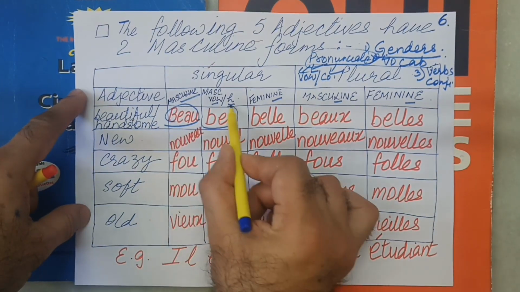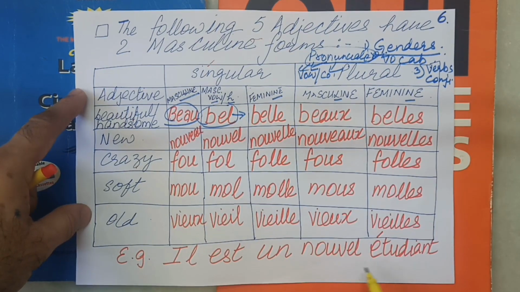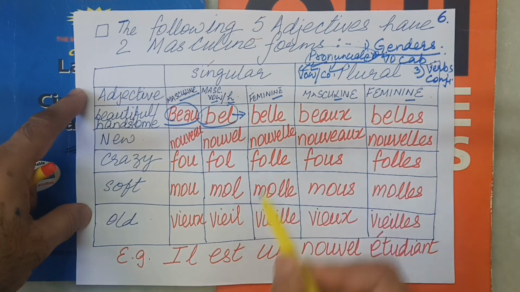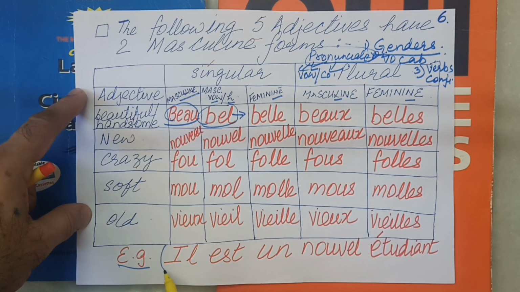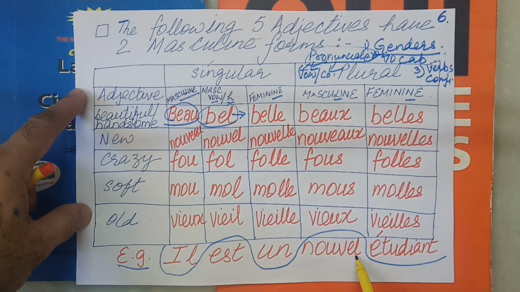It changes to bel if this particular noun begins with a vowel. For example, I'm coming straight to the example: il est un nouvel étudiant. I won't write nouveau.